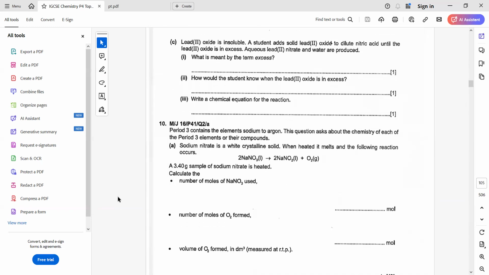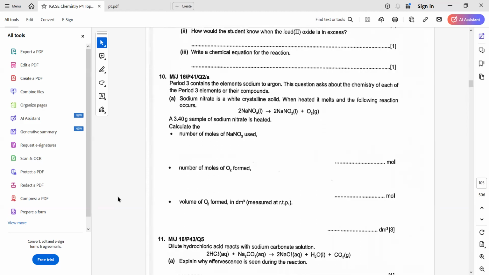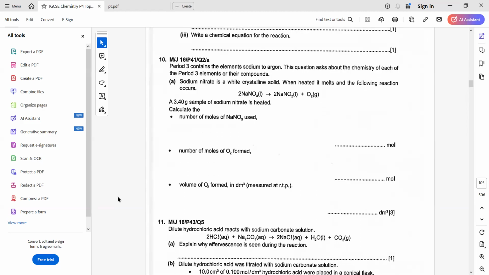I want you to try a similar question, exactly similar question, so that you feel confident. Yeah, you can do this. 3.40 gram sample of sodium nitrate, that is Na 23, nitrogen 14, oxygen 16. You have to find out number of moles, then you have to find out number of. Yeah, you can try this.